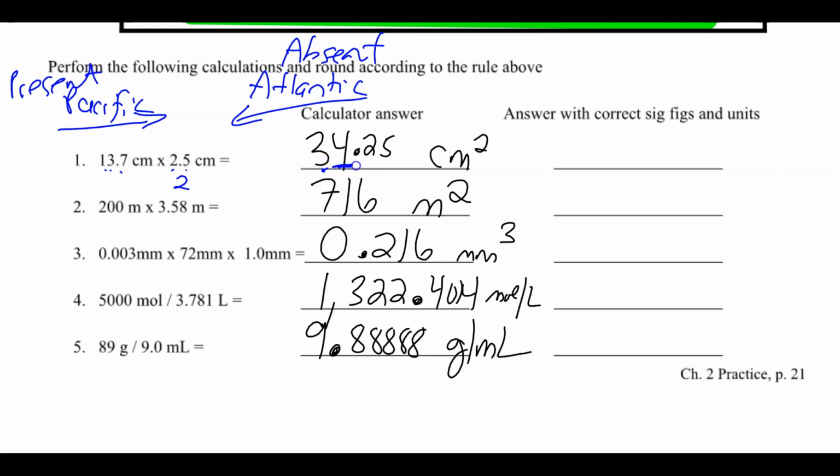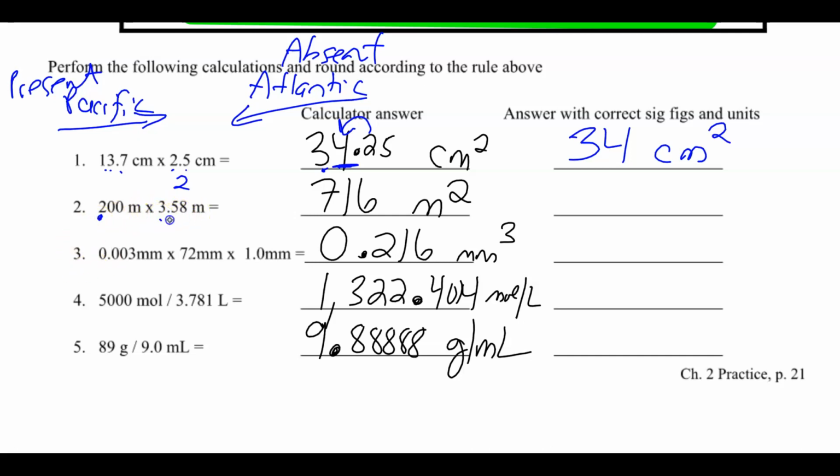1, 2. Here's my second sig fig. We're going to round to that place value. So can the 2 round the 4 up? Nope. It's going to stay the same, 34 centimeters squared. Okay, next problem. Decimals absent, count from the Atlantic, only 1 sig fig right here, counting from that direction.